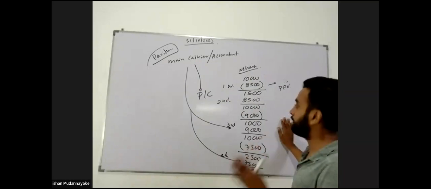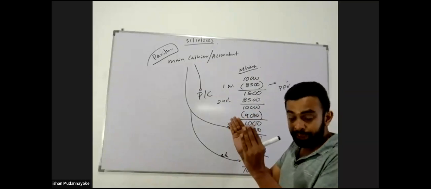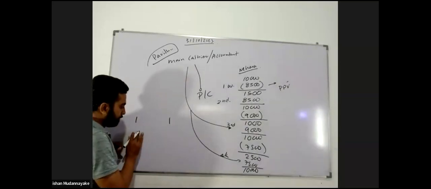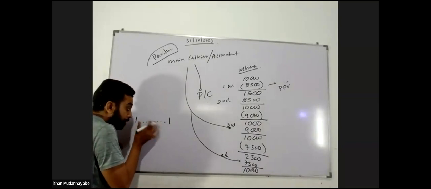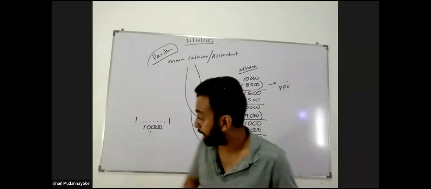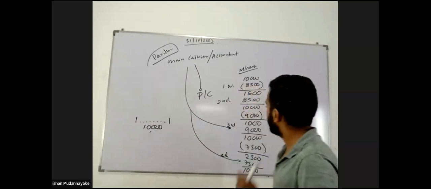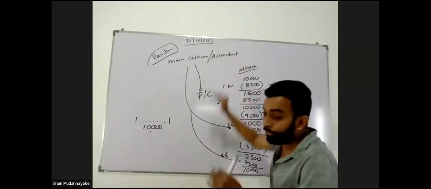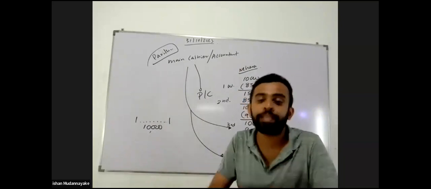The main cashier thinks that the required amount for petty cash expenses for the week is 10,000. For this week, the required amount for petty cash expenses is how much? 10,000. He thinks that the required amount is 10,000. Therefore, the main cashier tries to increase the balance available with the petty cashier up to 10,000.